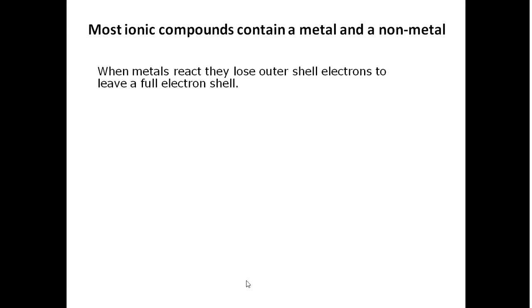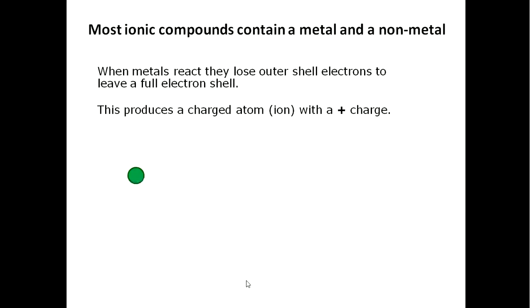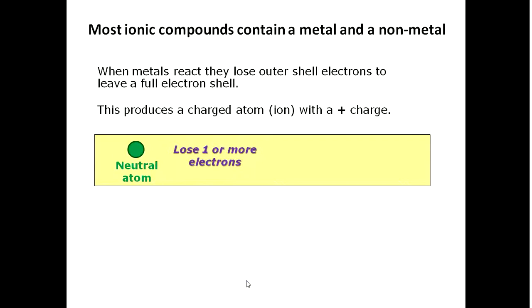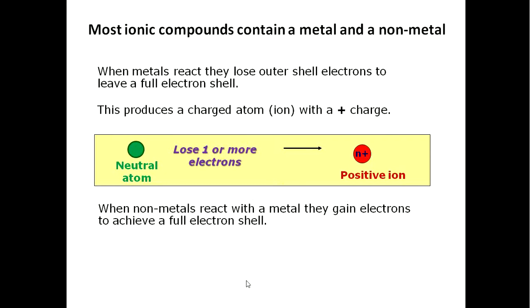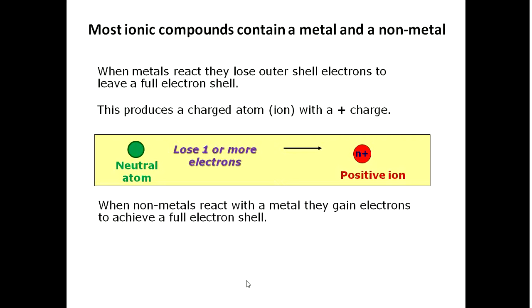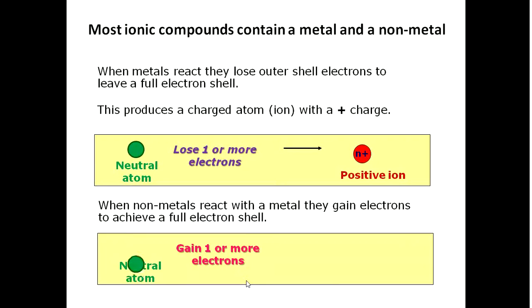Most ionic compounds contain a metal and a nonmetal. When metals react, they lose outer shell electrons to leave a full electron shell. This produces a charged atom, an ion, with a positive charge. Here a neutral atom loses one or more electrons to become a positive ion. When nonmetals react with a metal, they gain electrons to achieve a full electron shell. Here a neutral atom gains one or more electrons to become a negative ion.